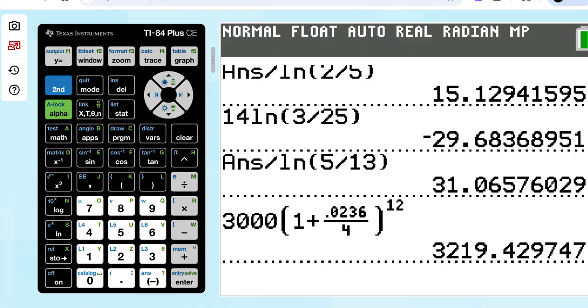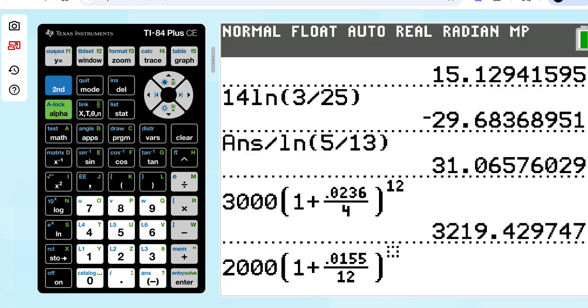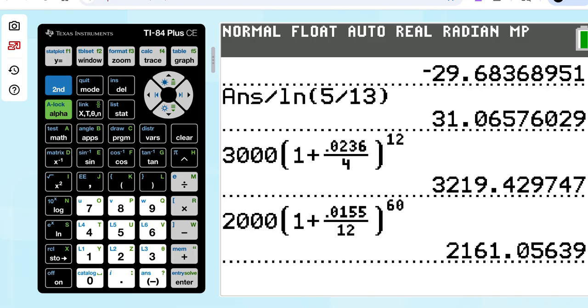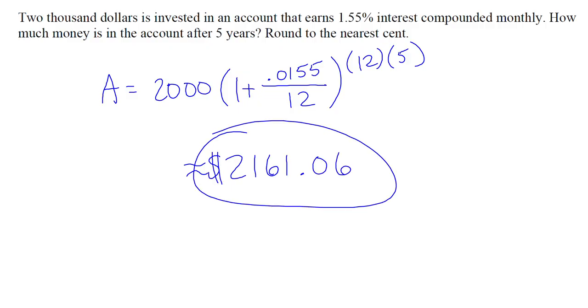So we'll go into our calculator here. We'll do 2,000 times 1 plus our interest rate of 0.0155 divided by our number of times compounded of 12, all to the power of 12 times 5, which is 60. And we end up with $2,161.06 when we round to the nearest cent. And that's our final answer for that one.